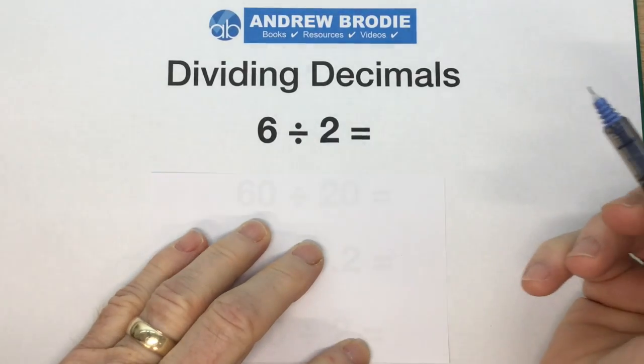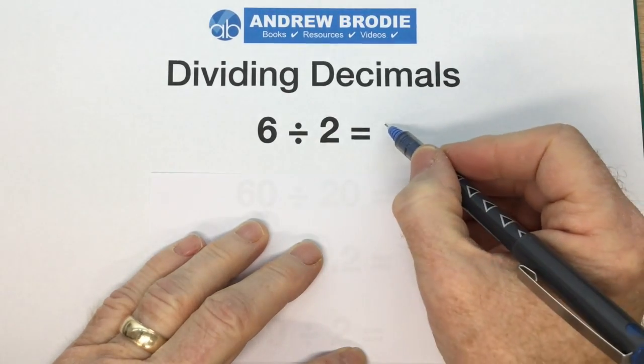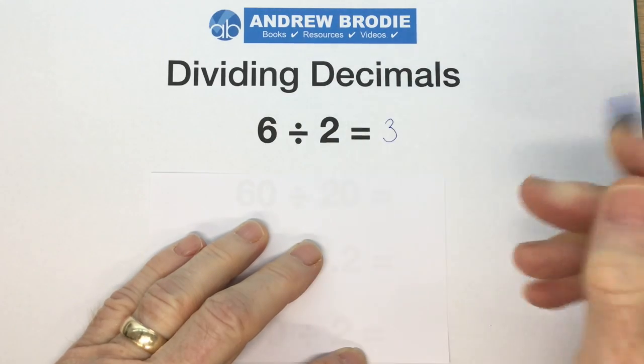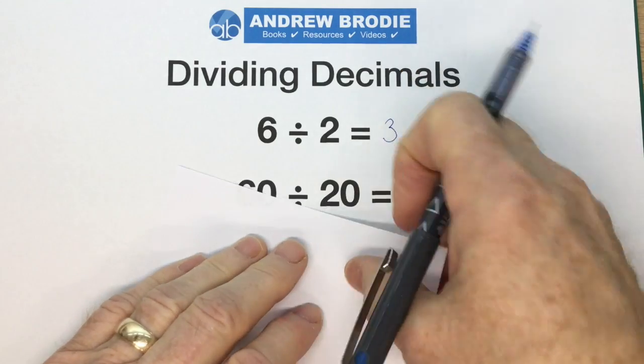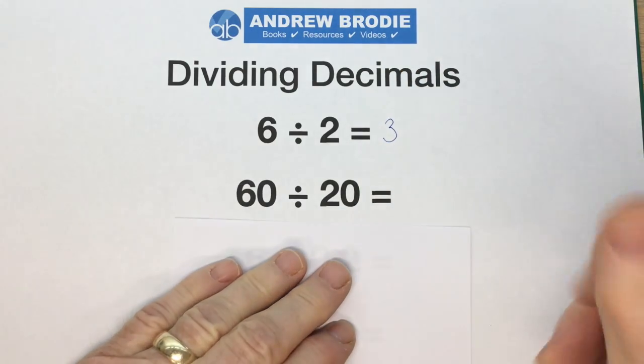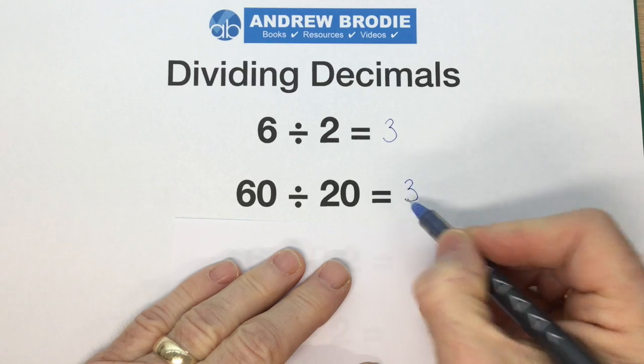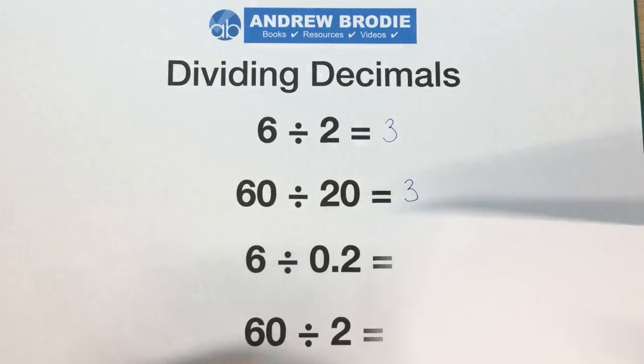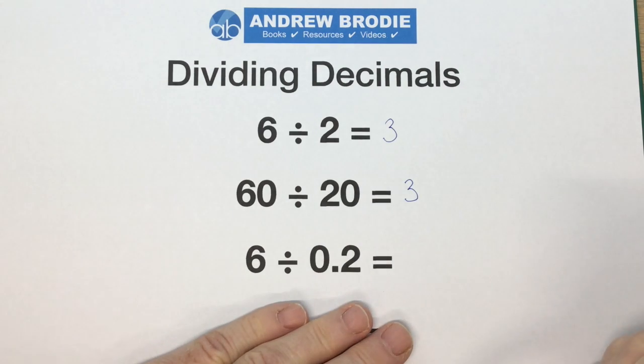So just have a look at this very easy example. 6 divided by 2 is, of course, 3. But what if we multiply the 6 and the 2 both by 10? We'll get 60 divided by 20. Well, you can see that the answer is still 3. We've multiplied both by 10, but we still get the answer 3. That we can use when we have a question like that.